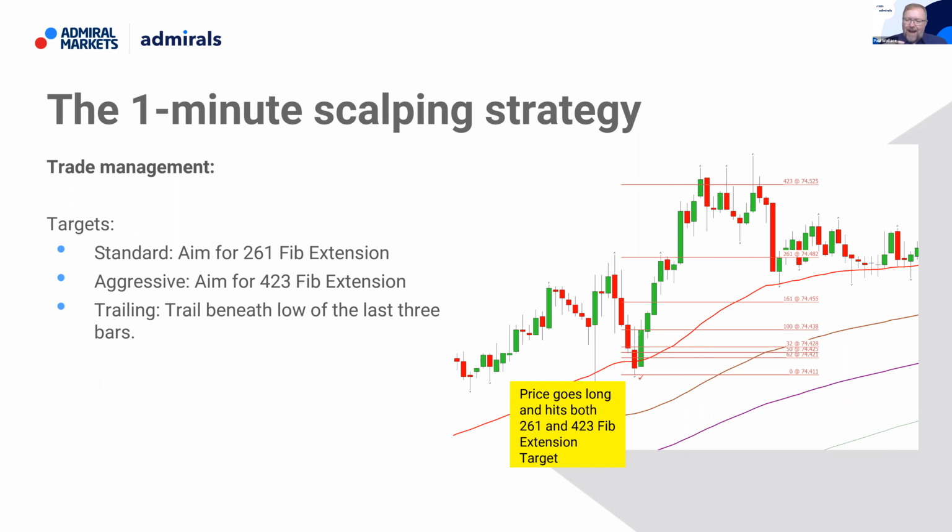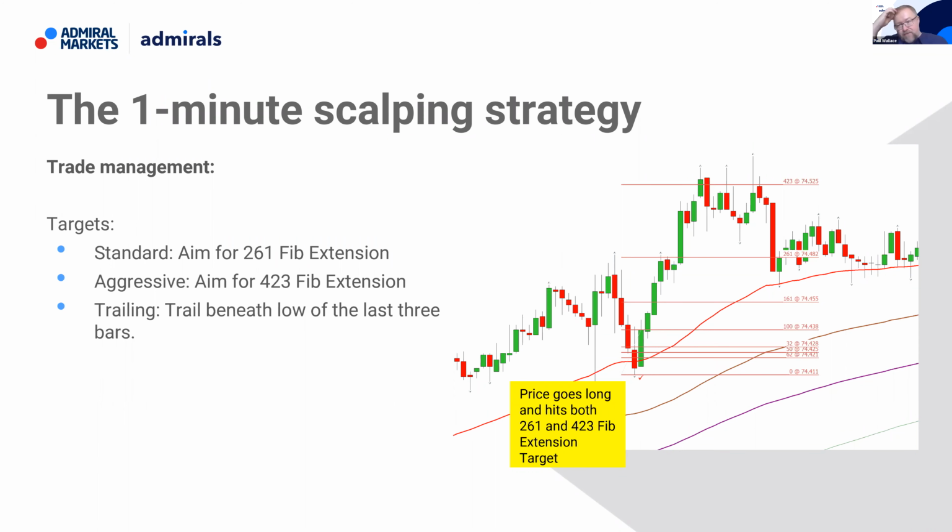I try to aim for the 261 fib extension in terms of my targets. That's what I look at. So I'd be looking for where my entry is, where my stop loss would be, and then a 261 fib extension of that to be the particular level I like. And if I'm feeling aggressive, if the market is very, very strong, then I might go for a 423 fib extension. But that's why I like to use those as targets, because it's simple and it's consistent for me, day in, day out.